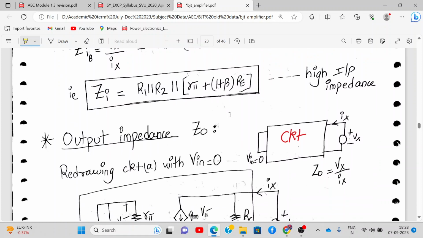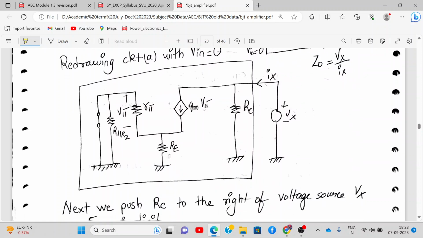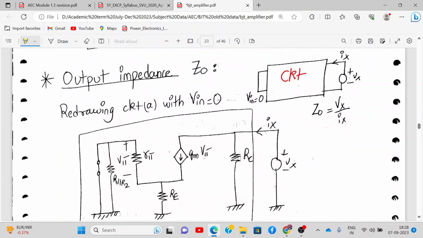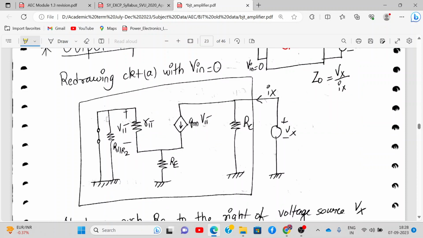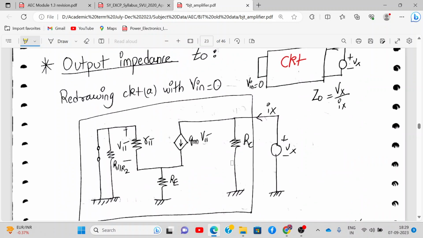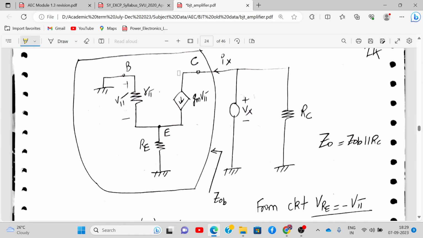Got it? Now for output impedance, we make V in equal to 0. We redraw the circuit with V in equal to 0, because now Re is present, so we cannot directly eliminate things as it is. For simplicity, we push RC on the right hand side of this Vx source, like this. And now we calculate ZOB from this circuit.